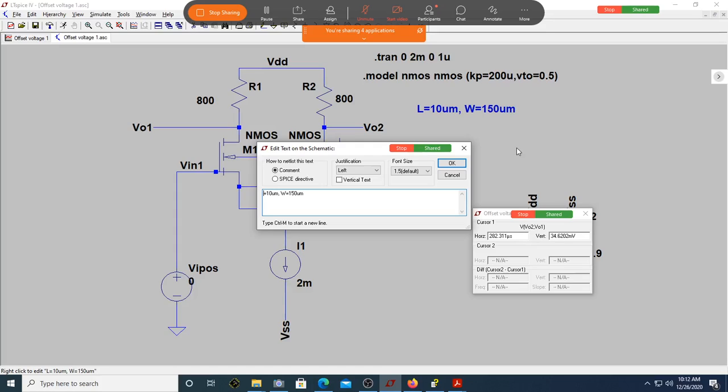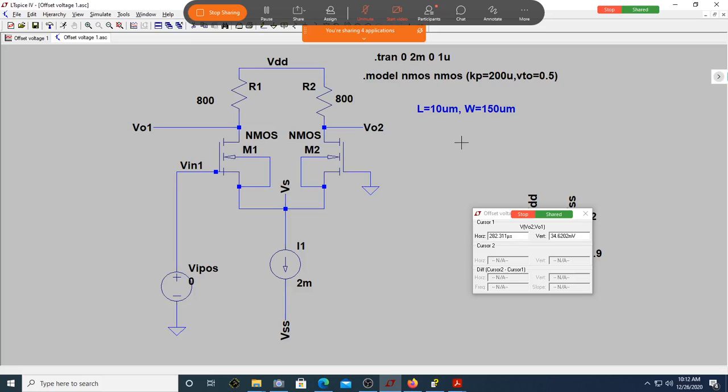How much is VTO? 0.5. Of course, VTO is nowhere coming in the calculation, so we didn't consider it, but here VTO is 0.5. Sorry, 0.5. I just saw the problem. 0.5. That's why I made it. This is fine.